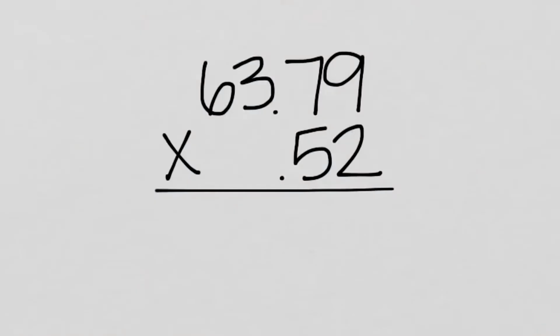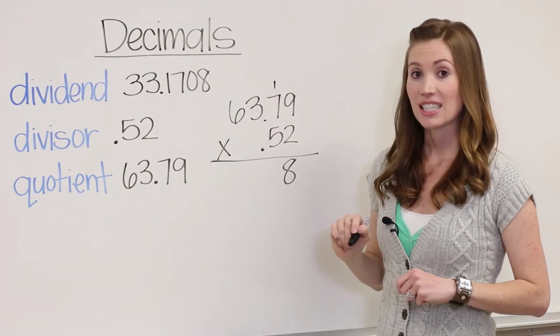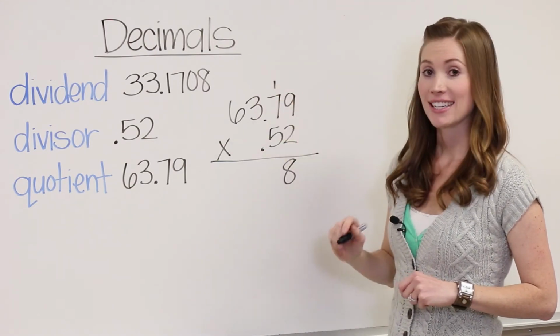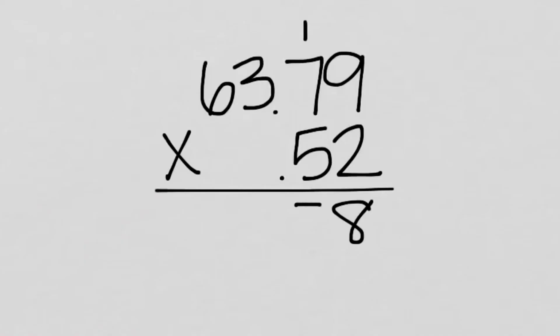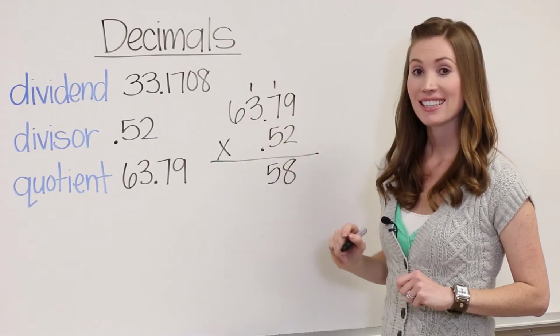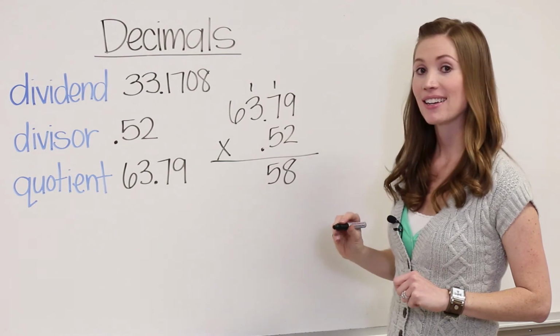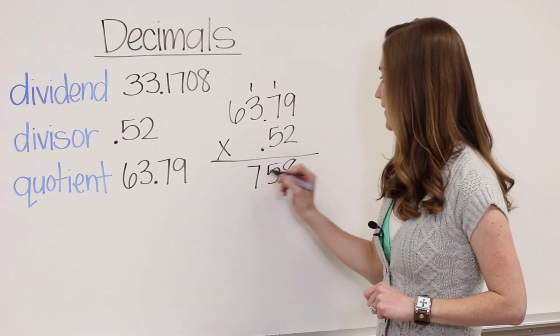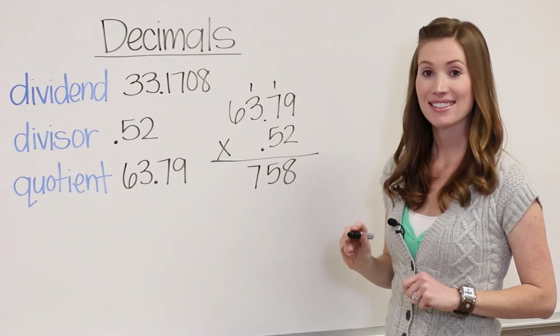2 times 9 is 18. Write the 8, carry the 1. 2 times 7 is 14. Plus 1 is 15. Write the 5, carry the 1. 2 times 3 is 6. Plus 1 is 7. 2 times 6 is 12.